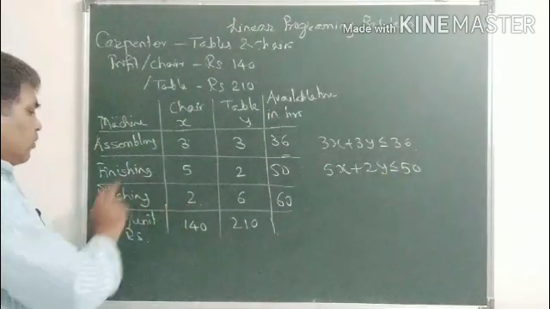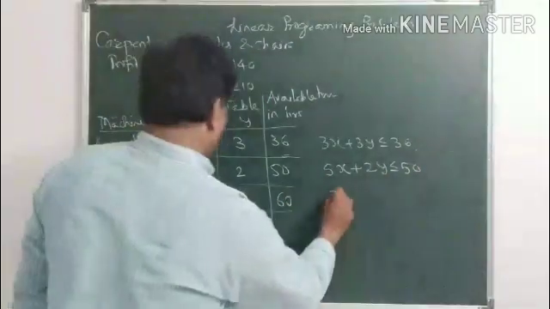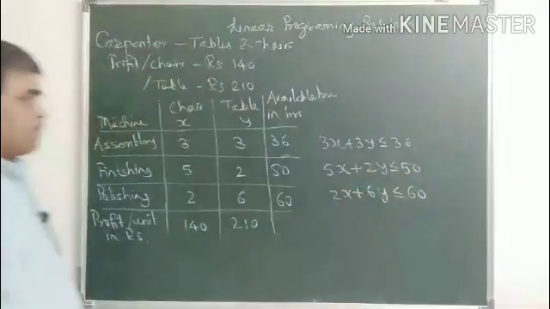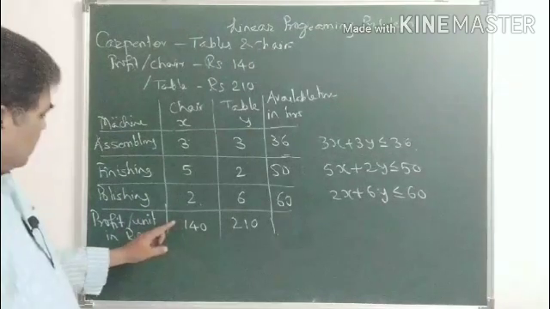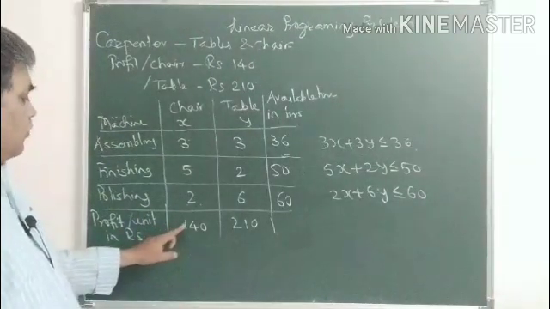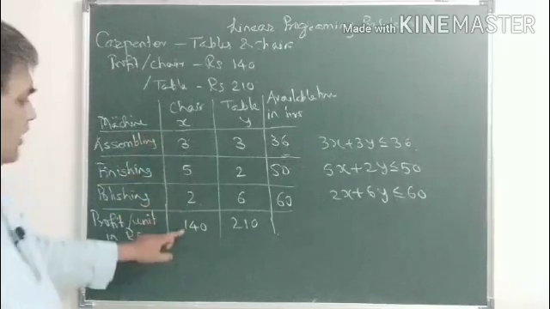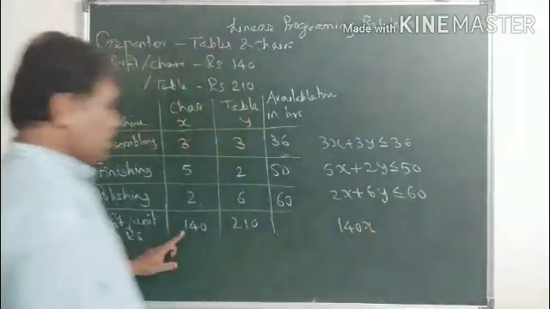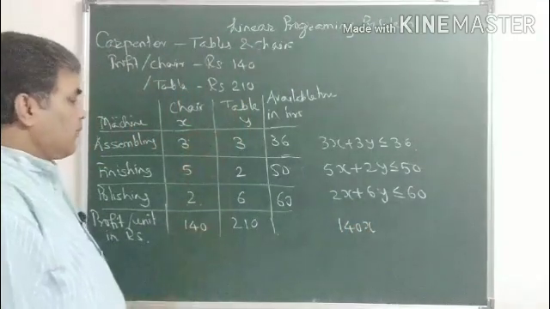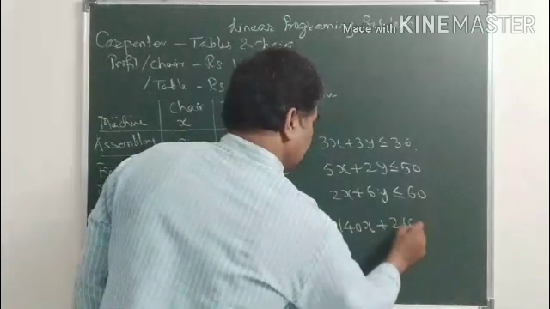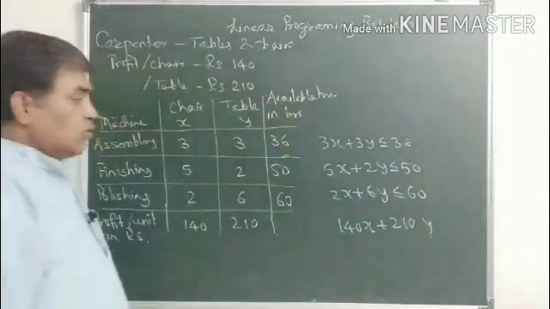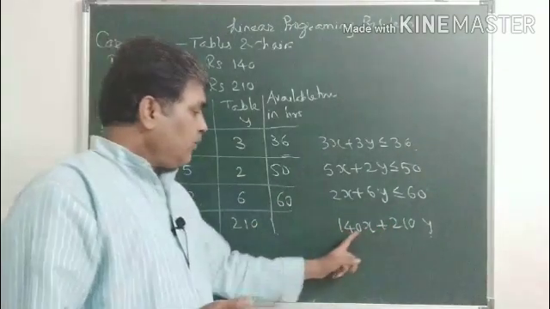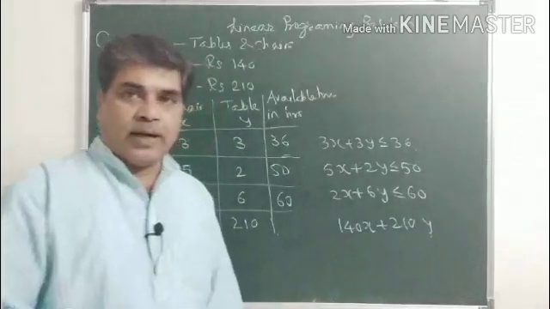Similarly, for the polishing hours, we will get 2x plus 6y less than or equal to 60. Now, one chair gives profit 140. So x number of chairs will give profit 140x rupees. Similarly, y number of tables will give profit 210y rupees. So x and y number of chairs and tables will give profit 140x plus 210y.